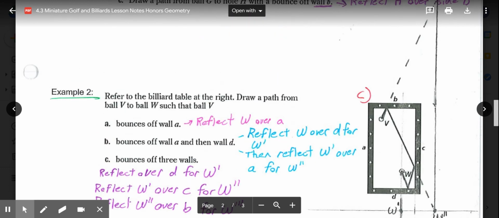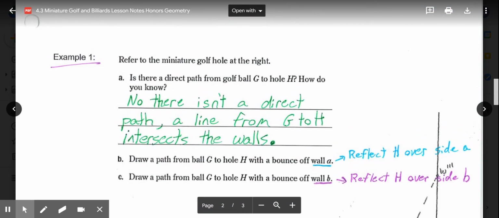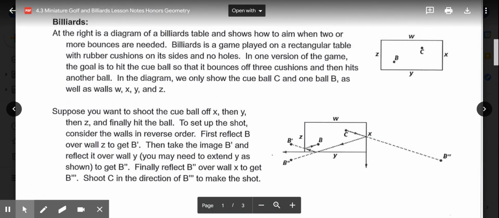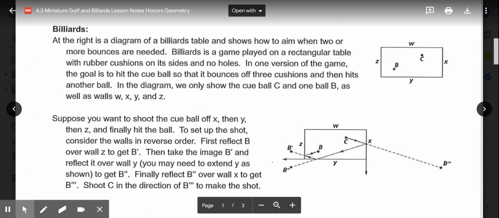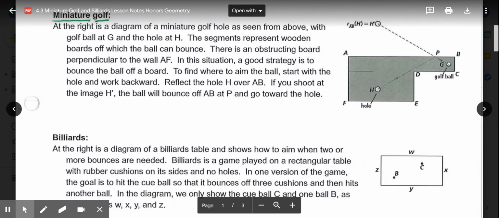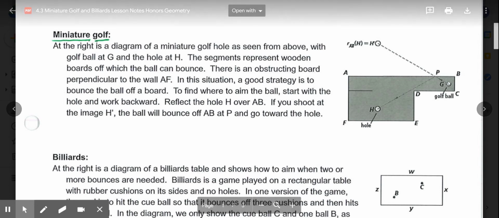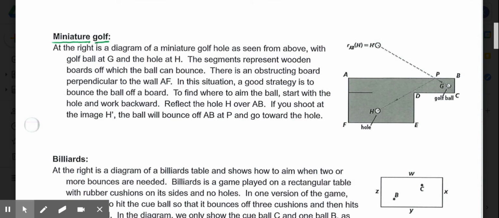So the main idea are going to be these constructions and working them in reverse. For your notes, what you want to keep track of is, like it says here, how you would work it in reverse direction with the walls you're reflecting over. Same thing here, how you reflect the hole, not the ball that you're hitting. So take some time, watch the other videos to see how to do these drawings.